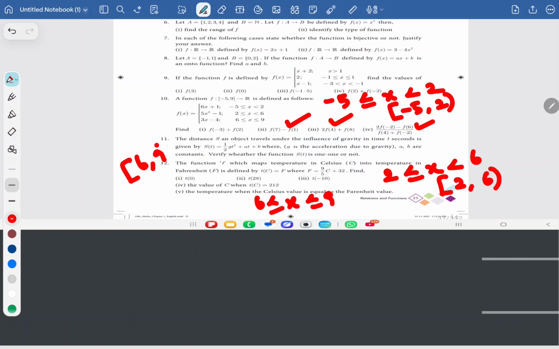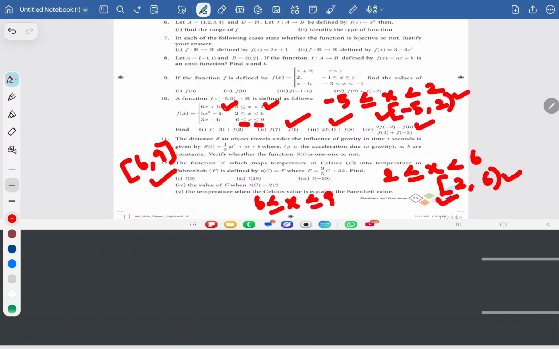Why am I saying closed 6, closed 9? Because 6 less than or equal to x less than or equal to 9. But here 2 is included, closed; 6 is not included, that's why open. Here minus 5 is included, closed; 2 is not included, open.